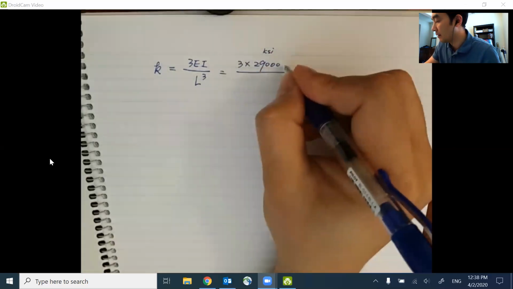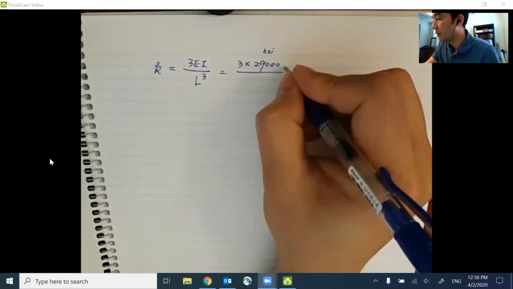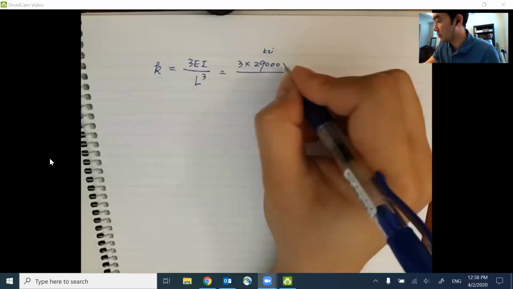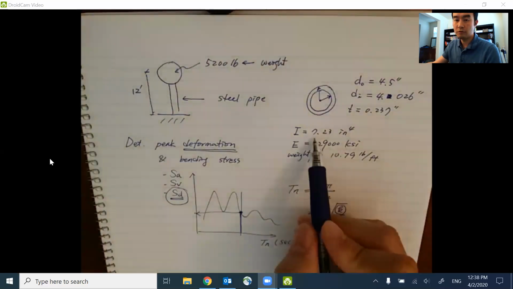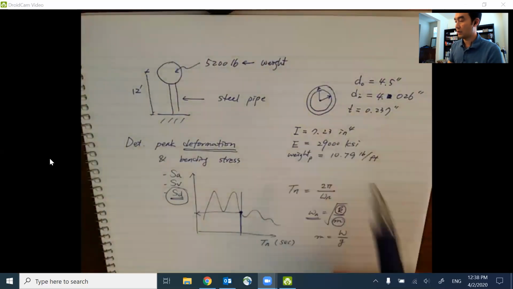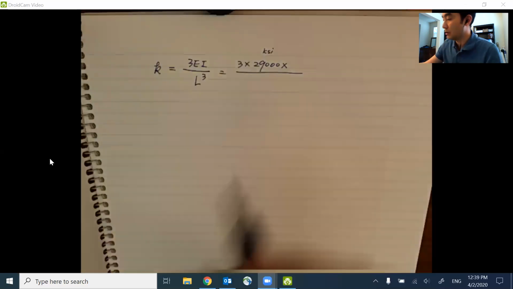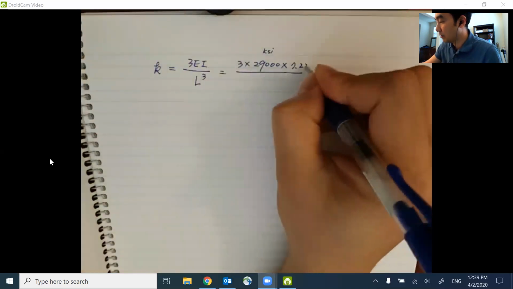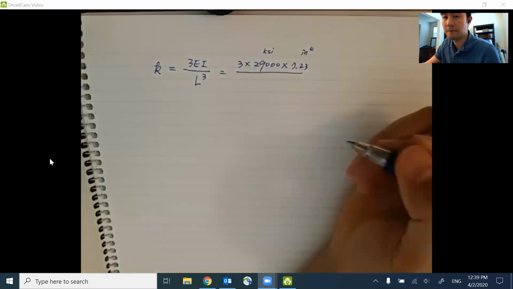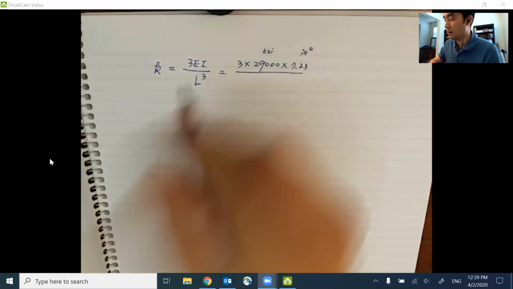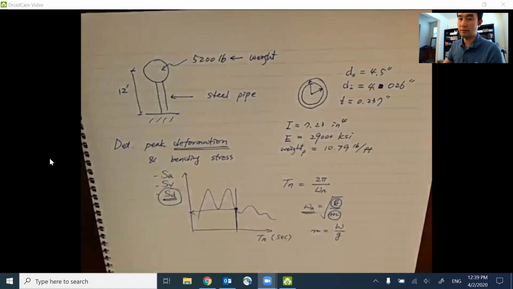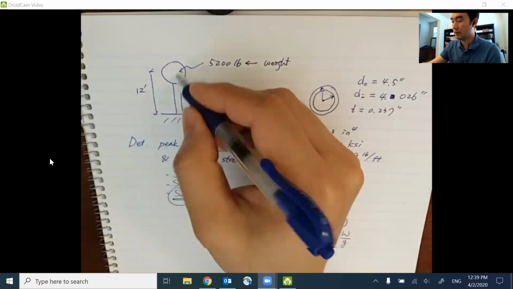And then the moment of inertia. The moment of inertia was given as 7.23 inch to the fourth. So that's good, we just multiply by 7.23 here, and this is inch to the fourth, divided by L cubed. L is the length of the structural element, which is this steel pipe.